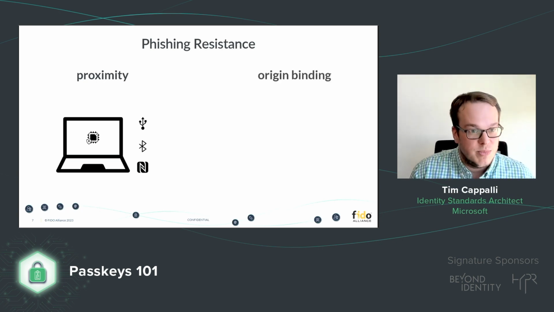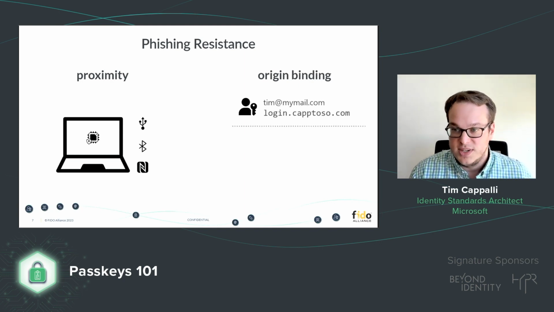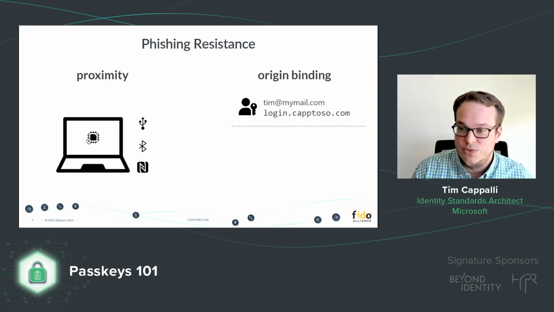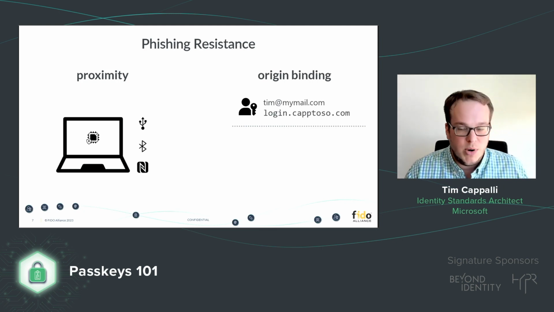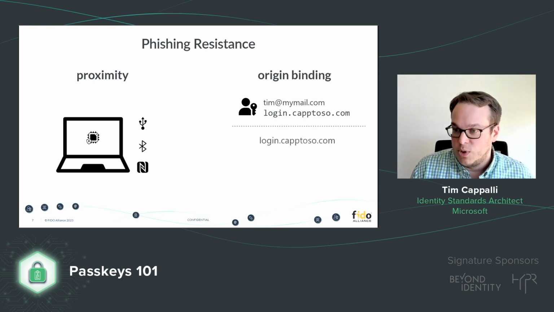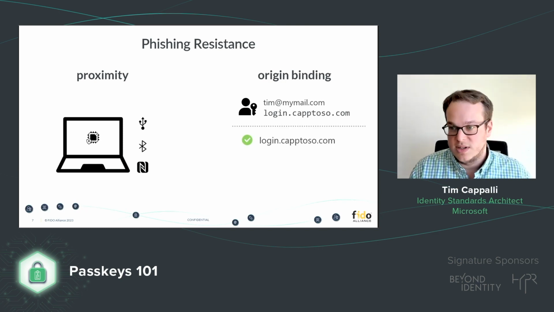The other piece is origin binding, right? This is fairly unique for FIDO. If we use this example, I have a FIDO credential for login.captoso.com, a fictional identity provider or relying party. My username is tim@mymail.com. If we were to go to login.captoso.com and try to use that credential, it would work. It's an exact match of the domain and the origin.